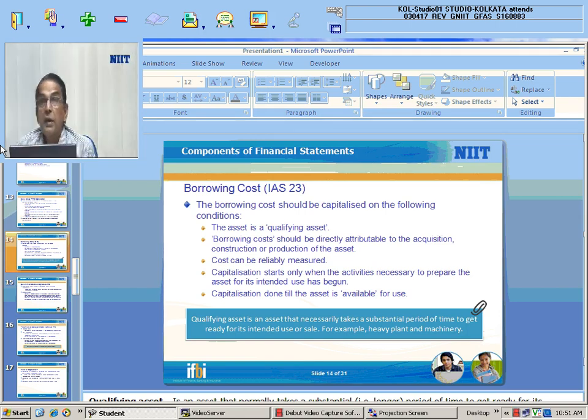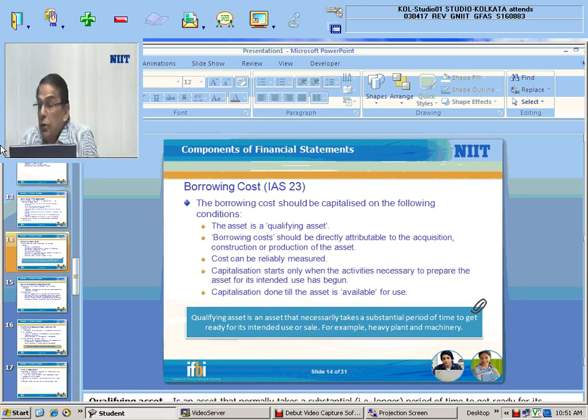So all interest incurred during this period, all borrowing costs directly attributable to the acquisition, construction, or production of the asset, can be capitalized provided the asset is a qualifying asset. So this is the condition of IAS 23. In the earlier case, the asset which he considered was not such a type of asset, it was not a qualifying asset.